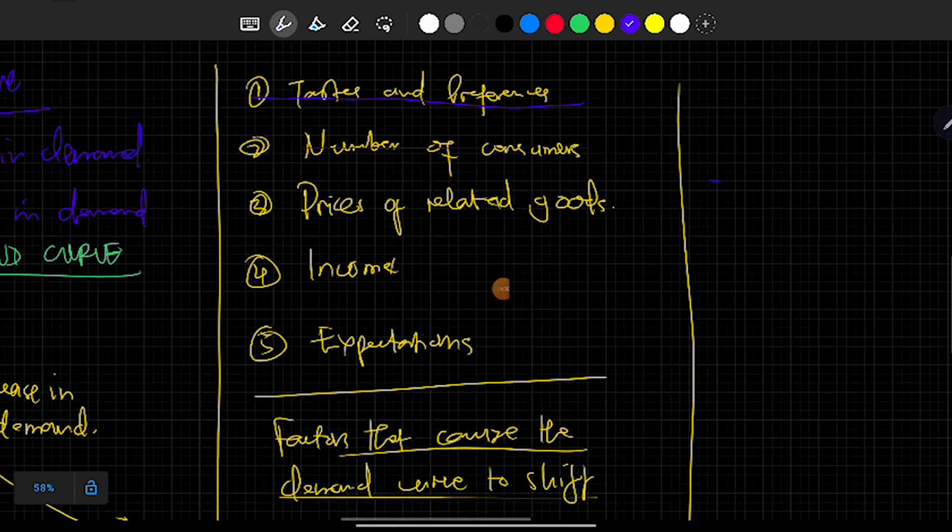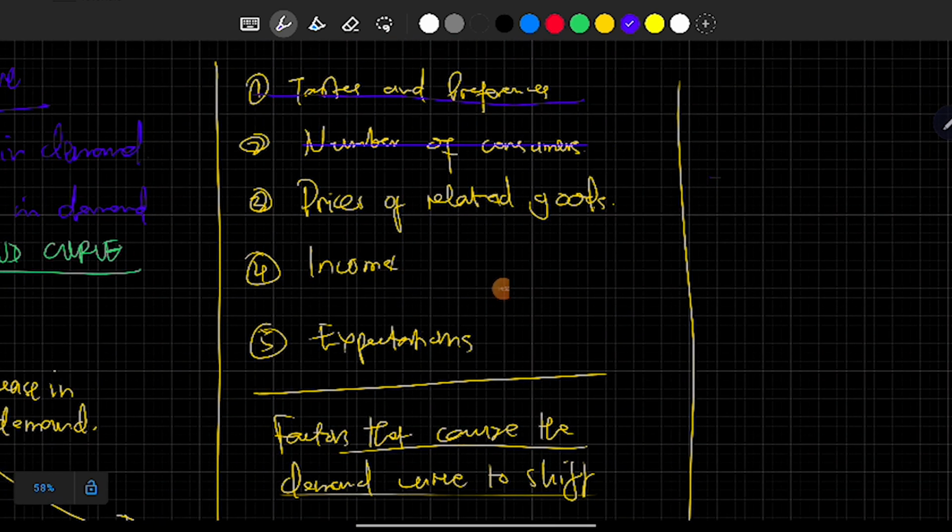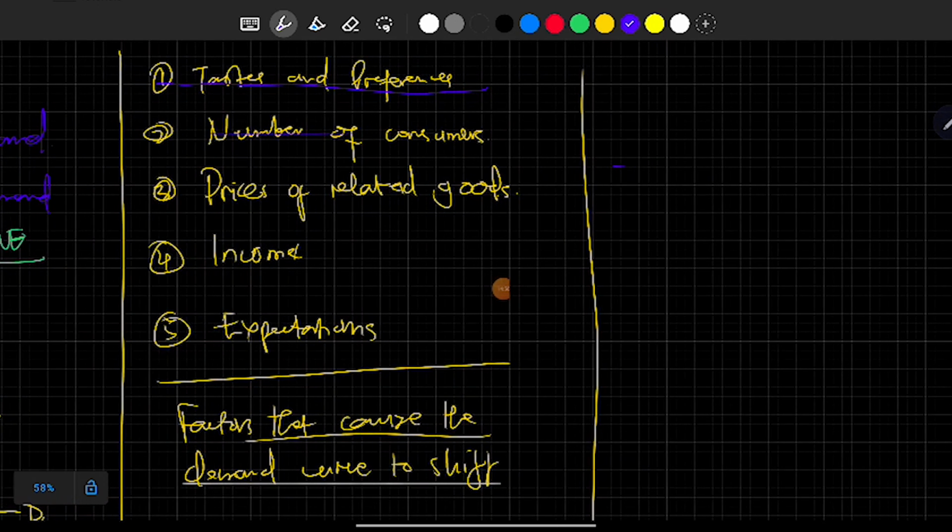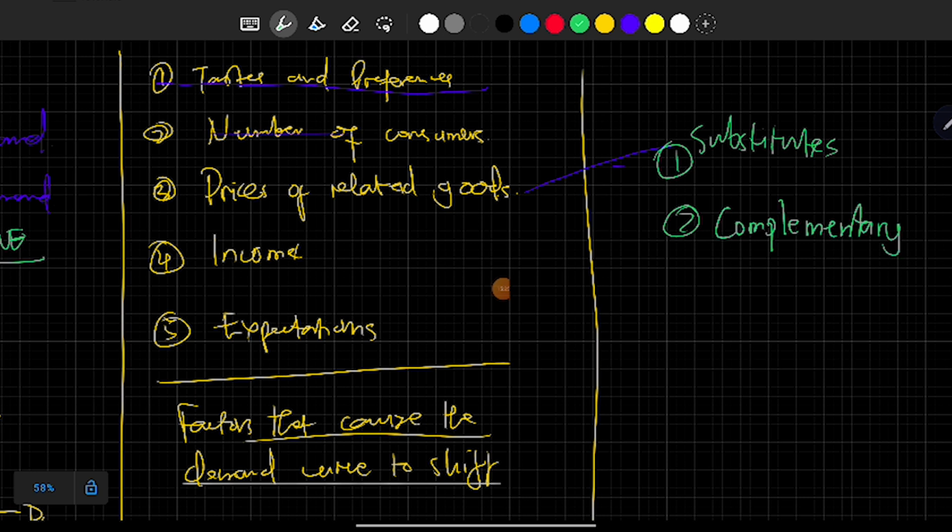We come to prices of related goods and services, and we ask ourselves, what are these related goods? We have two types of related goods: substitutes and complementary. So we have substitute goods and complementary goods. If you say a good is a perfect substitute of another good, it means that this is a good that can be used in the place of the other, and the consumer will still gain the same economic satisfaction they would have gained from consuming the original good.